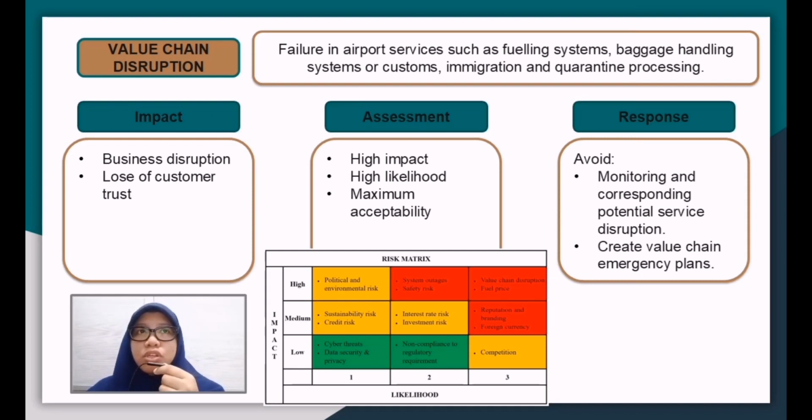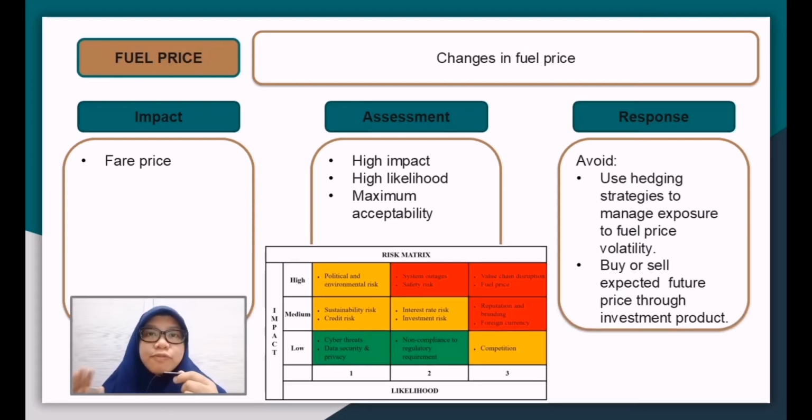The response is to avoid by monitoring and responding to the potential service disruption in order to minimize the operation impact. The next one is to create a value chain emergency plan, including other alternatives to reduce the disruption.